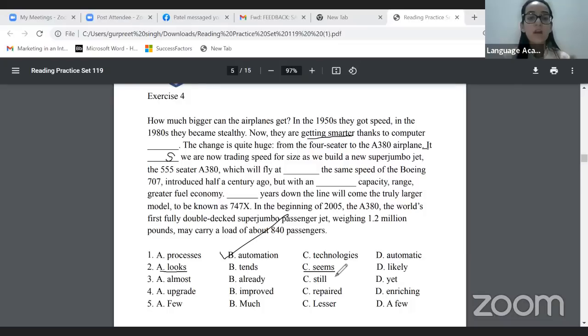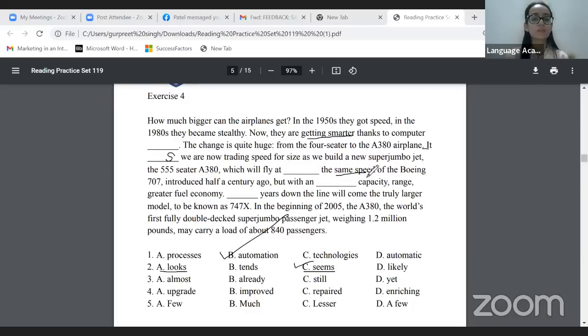It tends we are now. So tends is not this. Tends is tendency for something to happen. So we'll go with it seems, means it looks like. It looks like we are now trading speed for size as we build a new super jumbo jet with 555-seater A380, which will fly at the same speed of the Boeing 707. So sentence is complete, which will fly at the same speed. We just need additional information.